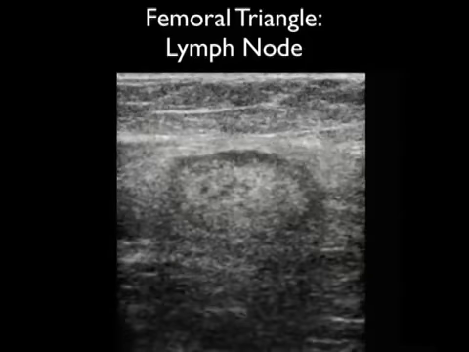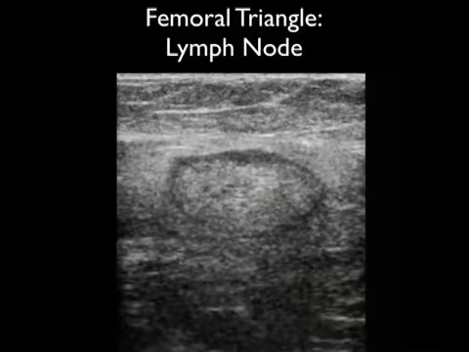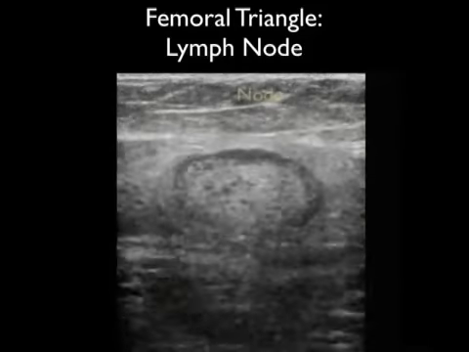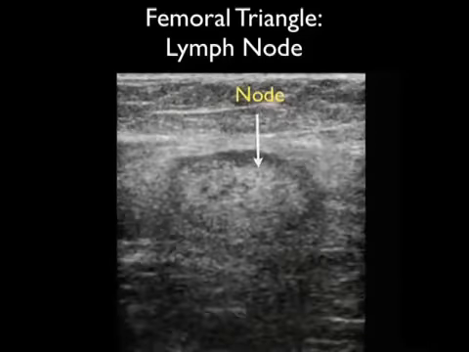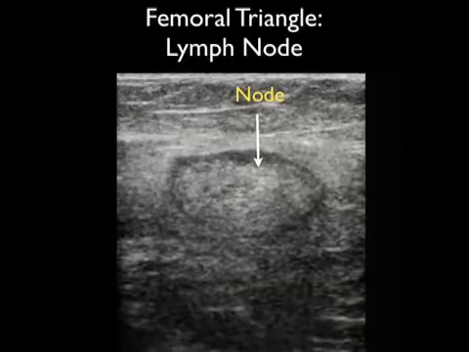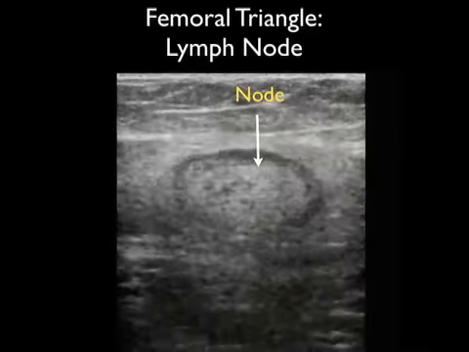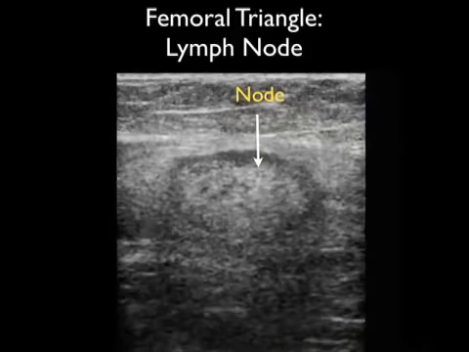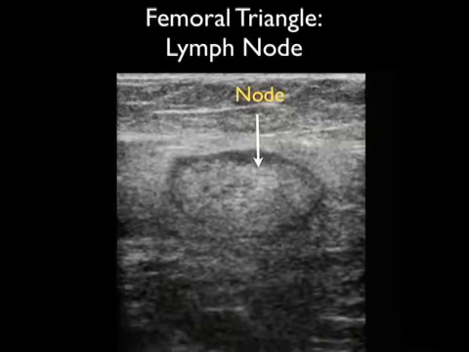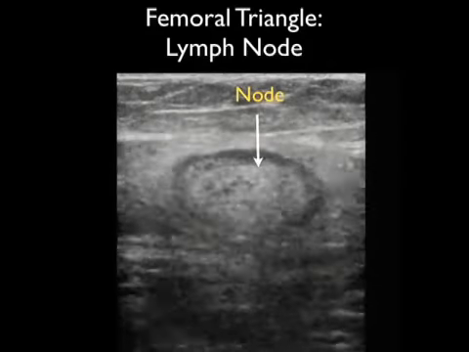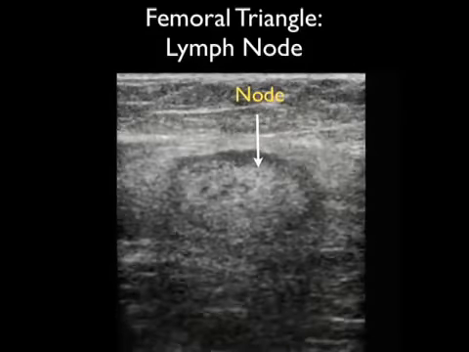Here's an example of a femoral lymph node. Notice that it has the appearance of what could be construed as a DVT. We see the node, and it looks like it has echogenic material within it, but this is the normal ultrasound finding of a lymph node. Notice that it's a single structure and not related to the common femoral artery as a DVT would be within the common femoral vein.